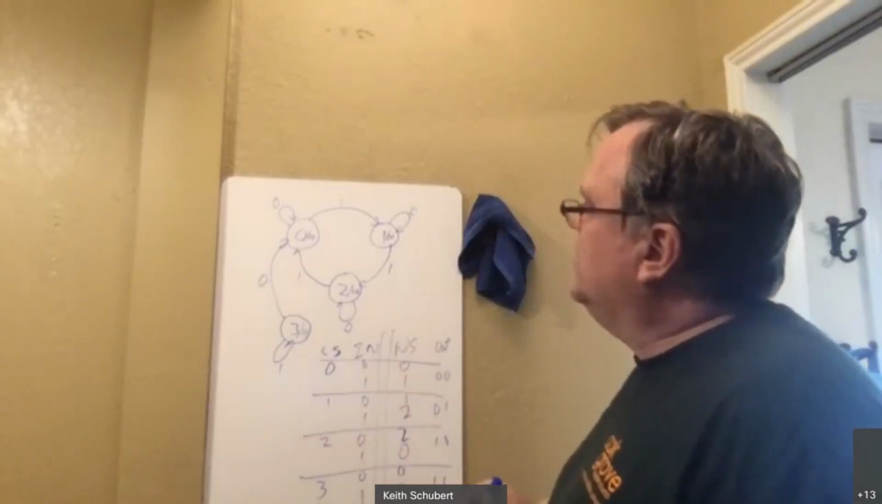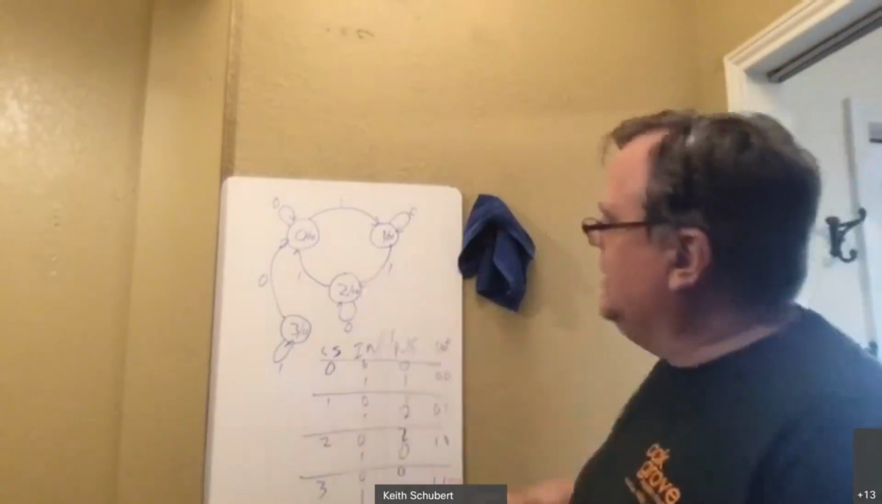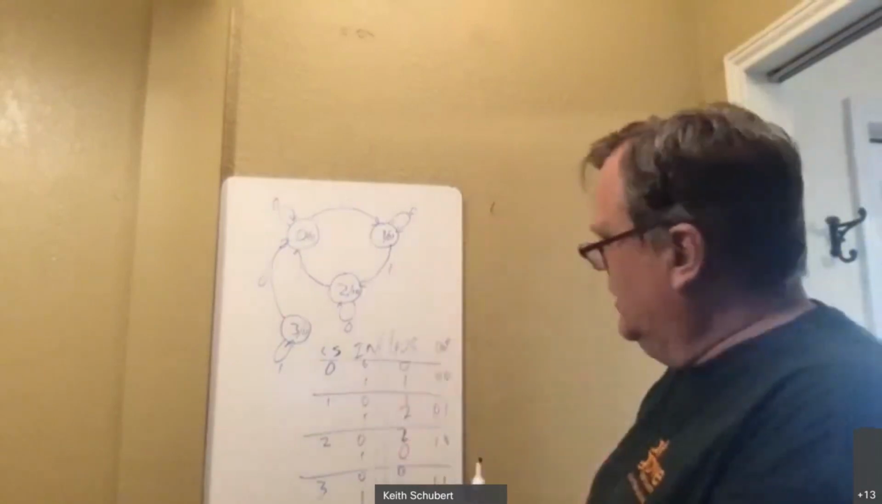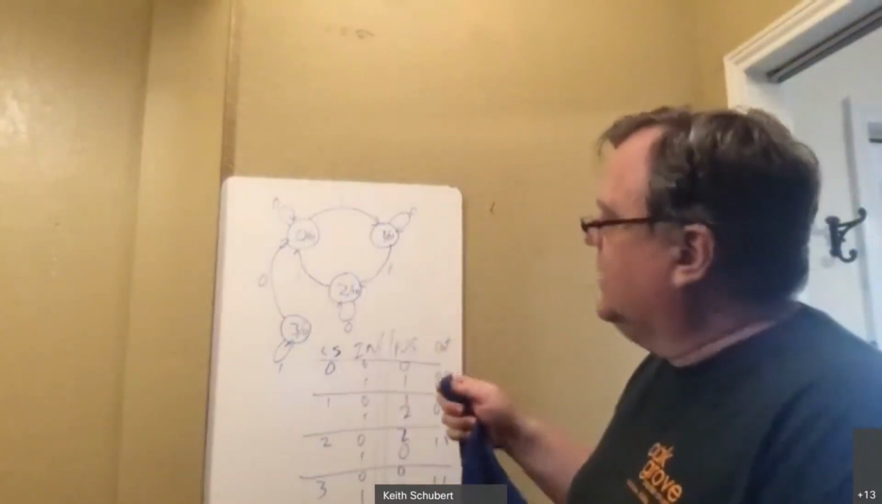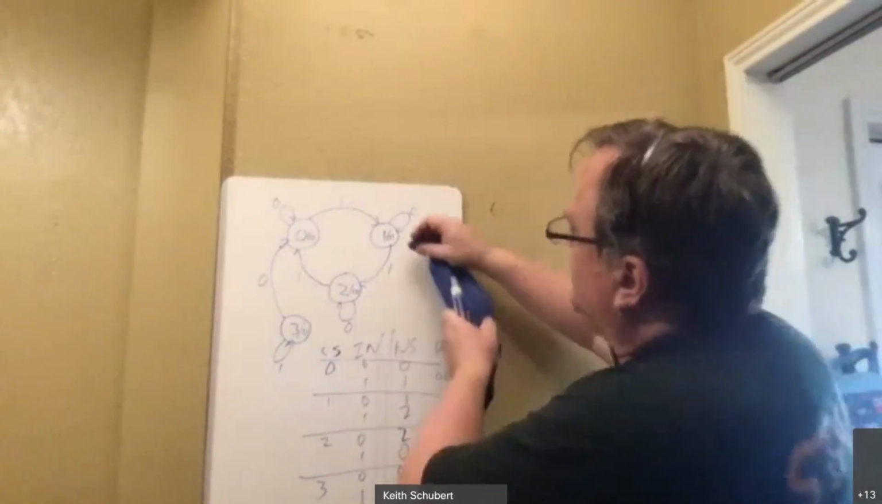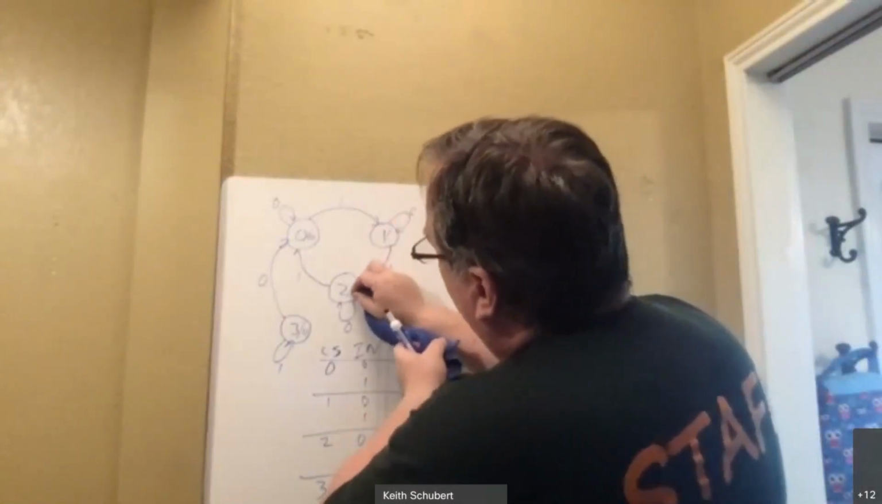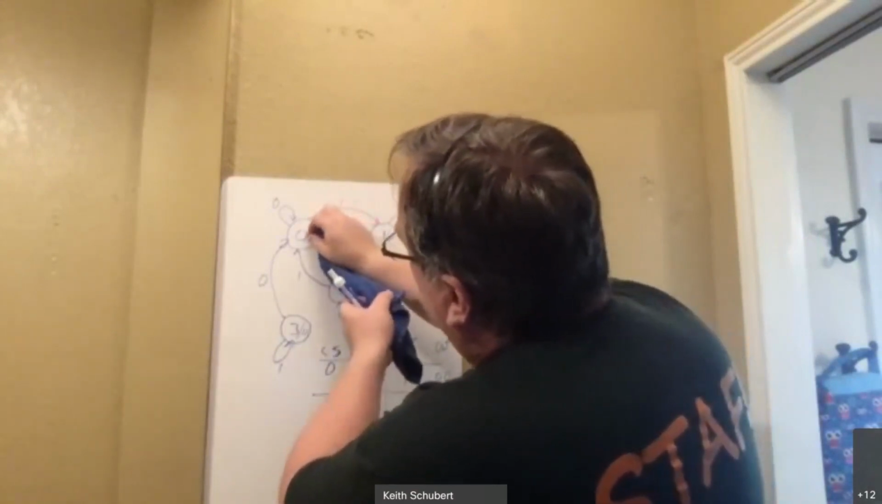Awesome. So let's say I want to take something similar to this, but what if I want to just change the outputs? Because this is trivial. There's no way I can reduce it. As far as states go, you're ready to build this thing. Let me change my outputs.